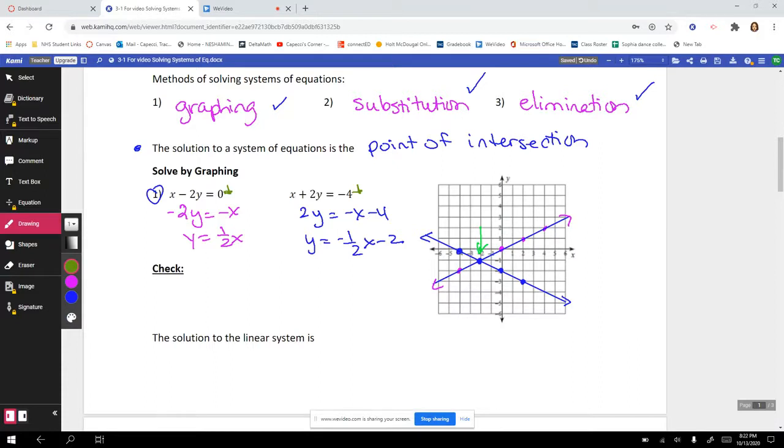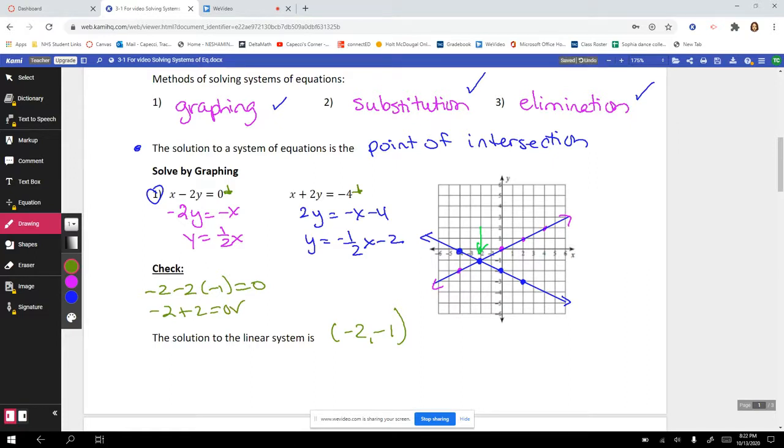So our point of intersection, where both those lines meet, is -2 and -1. Now the great thing about this is we can substitute it back into our original equations and see if we have the right answer. So I have x minus 2y, so I have -2 minus 2 times -1 is equal to 0. So it's -2 plus 2 equals 0. That works. So that point is on that line.